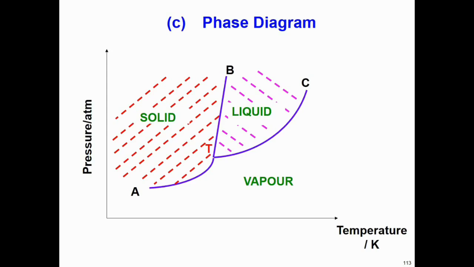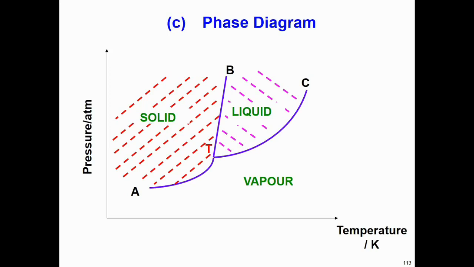Line AT separates the phase between solid and vapor. Line TB separates the phase between solid and liquid, while line TC separates the phase between liquid and vapor, meaning that along line AT, this is the sublimation point of a substance. Line TB is the melting point of the substance, while line TC is the boiling point of a substance.